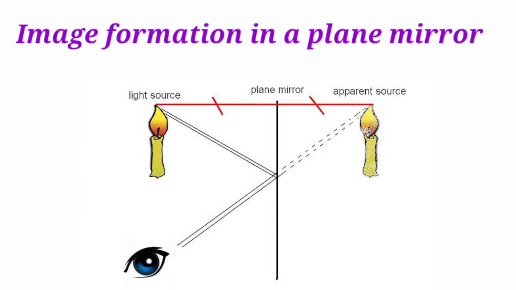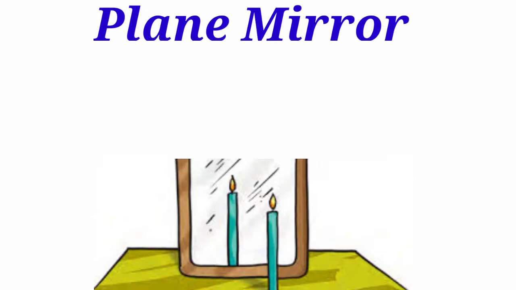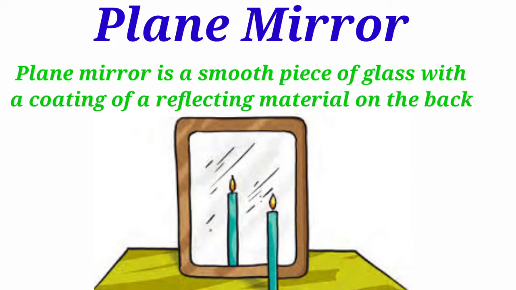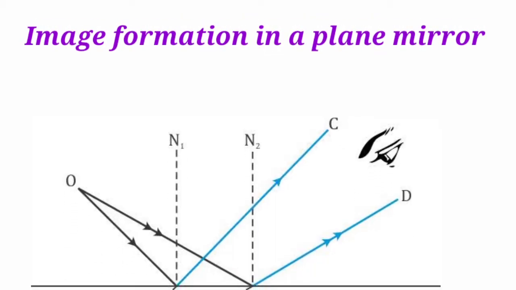Now the important part of this chapter, image formation in a plane mirror. What is a plane mirror? A plane mirror is a smooth piece of glass with a coating of a reflecting material on the back side. The light falling on the glass surface is reflected back by the reflective coating. So what is the image formation in a plane mirror? To understand this, you have to understand this activity, children. So let's understand the activity.